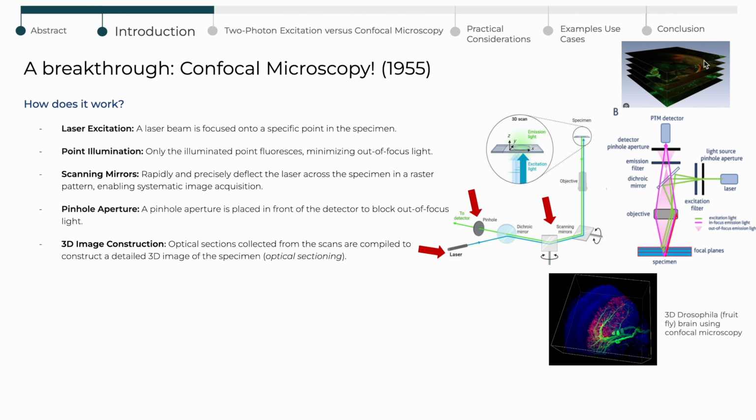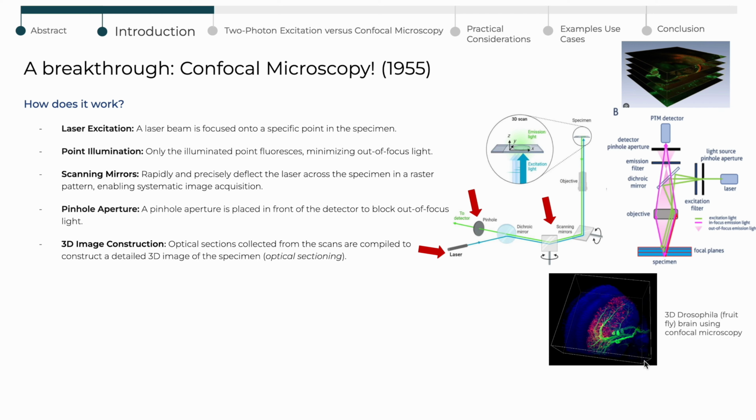In the image on the far right, so over here, we can see the stacked optical sections that are then put together to form a 3D image, as you can see here in the bottom. And that is a 3D image of a fruit fly brain, actually.